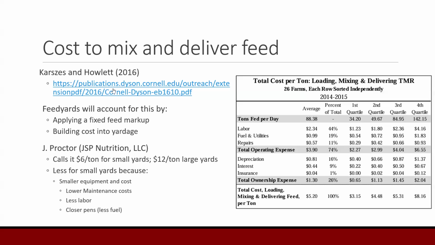Okay. Talk to my buddy, consulting nutritionist. So for a small yard, they call it $6 per ton. For a large yard, they call it $12 per ton. I think I spoiled it by including it on this slide. Why would a smaller yard have a lower mix and delivery cost compared to a large yard?